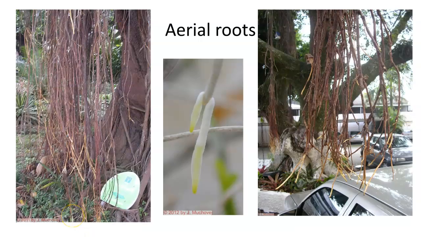We have got aerial roots. Aerial roots come out of the air. You can see the ones on the right and the left come out of trees. The one in the center comes out of orchids. And these aerial roots basically come down and they look for nutrient, and you can see that on the end of them they've got root caps.